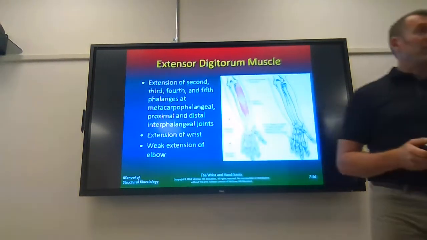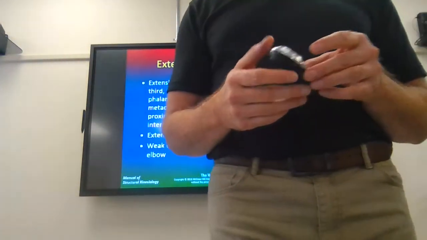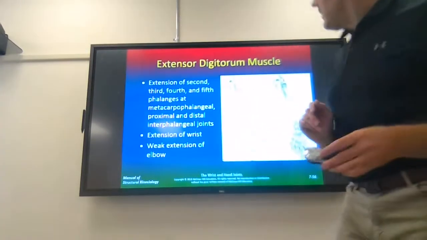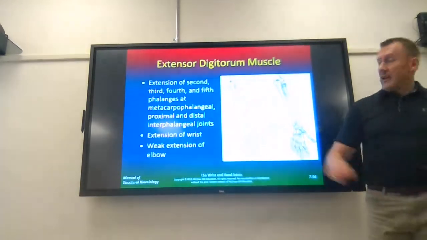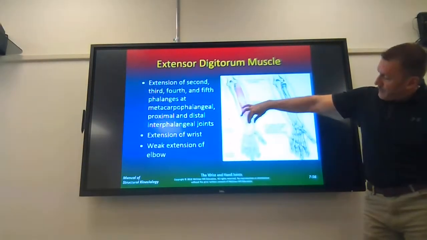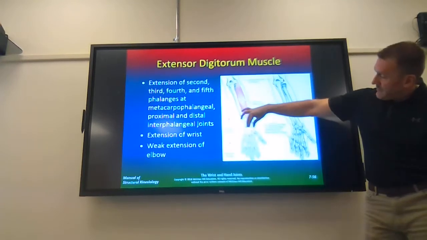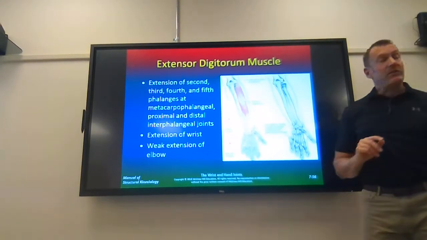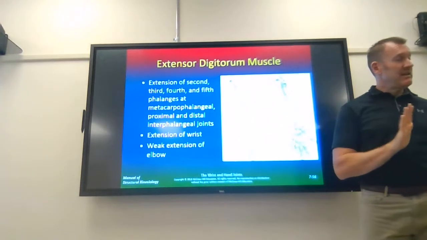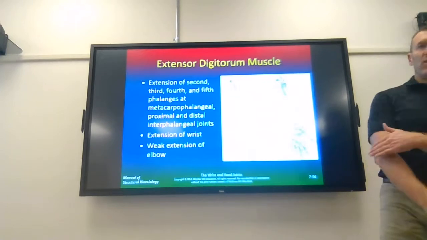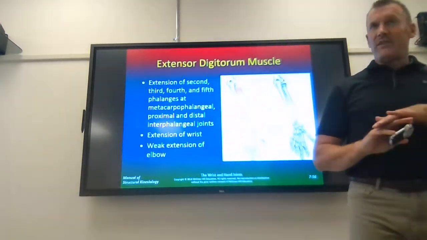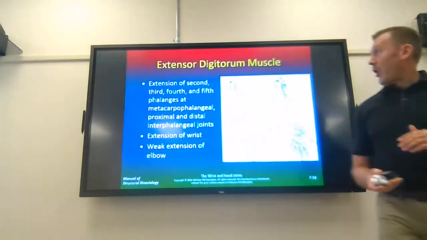Okay, so extensor digitorum. This is the big extensor muscle of the fingers because you have tendons that go down each of the fingers. I think it's fascinating how this muscle divides into four separate tendons as it goes under the extensor retinaculum. As it crosses the wrist joint, it divides into four different tendons that go all the way down to the distal phalanx of each finger. So it's a complete extensor of the elbow, extensor of the wrist, extensor of the metacarpal phalangeal, proximal interphalangeal, and distal interphalangeal. So extension of all those joints.